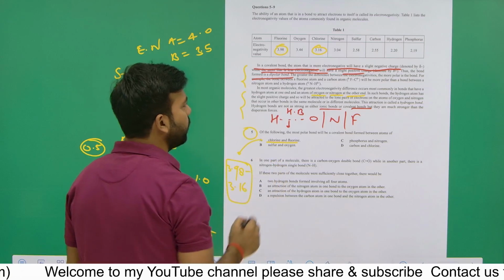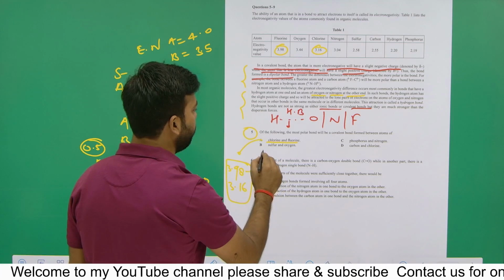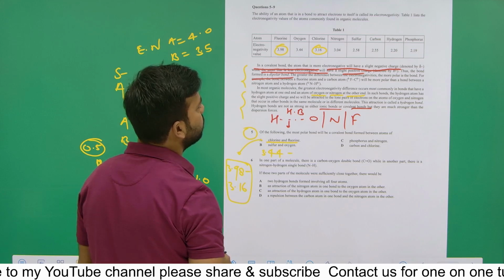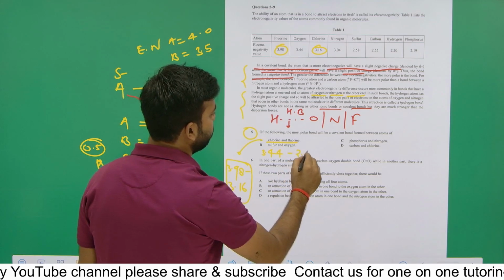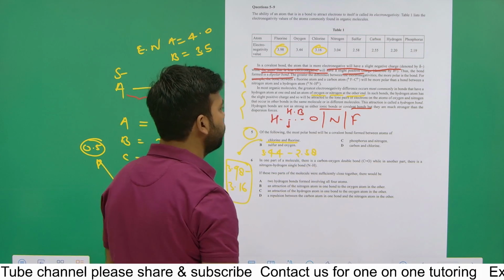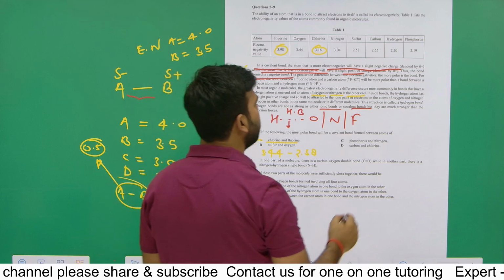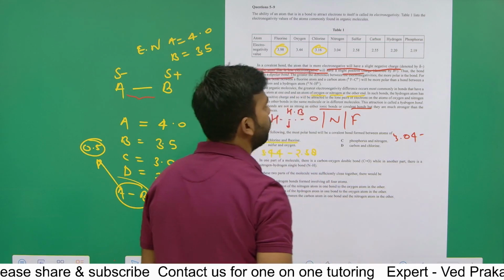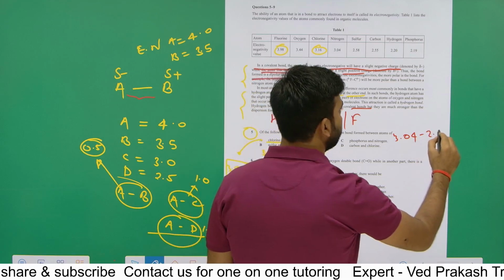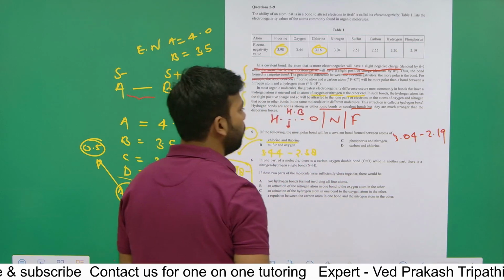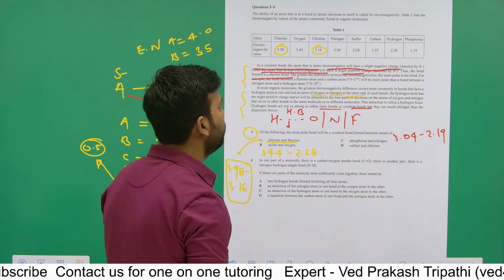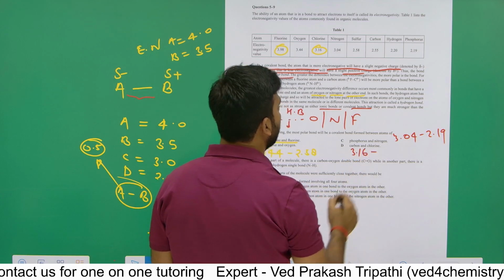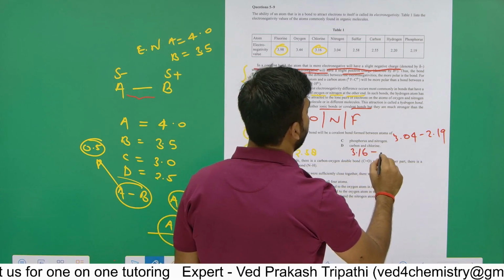And then sulfur and oxygen. Oxygen is 3.44 and sulfur is 2.58. Clear? And C is phosphorus and nitrogen. Nitrogen is 3.04, phosphorus is 2.19, and the last one is carbon and chlorine. Chlorine is 3.16 and carbon is 2.55.